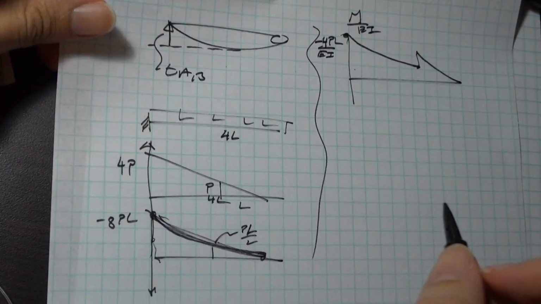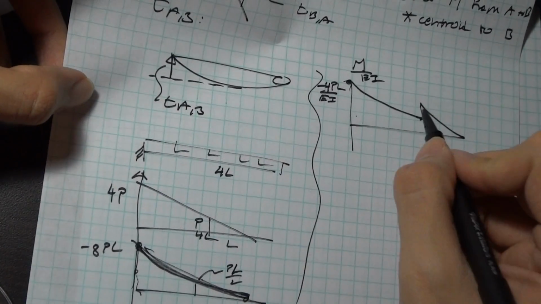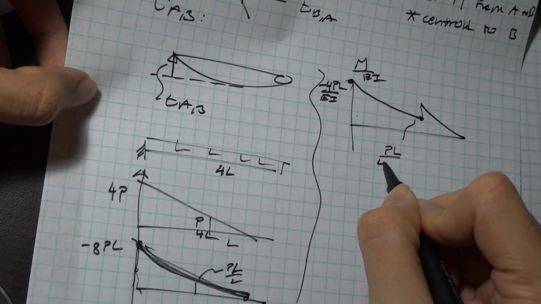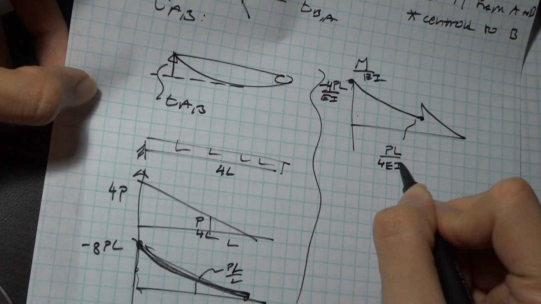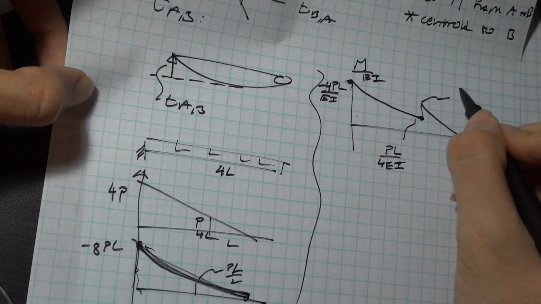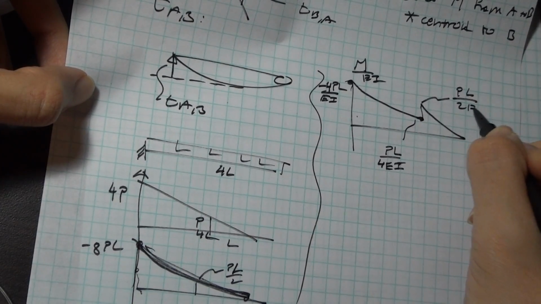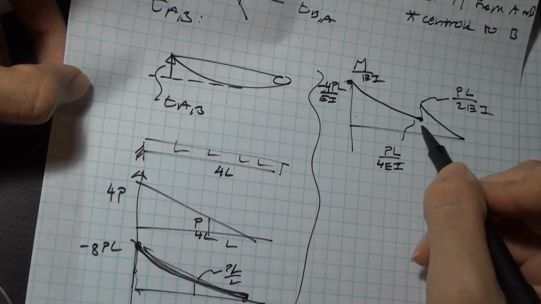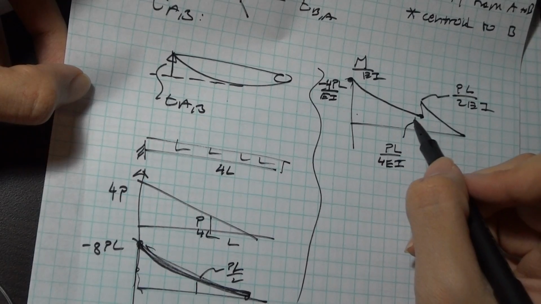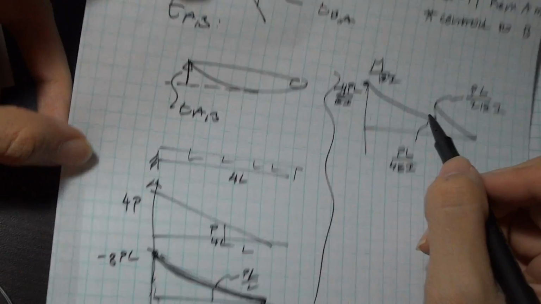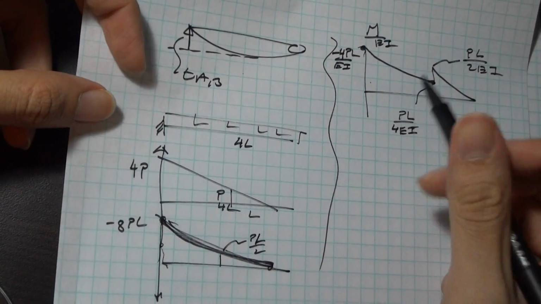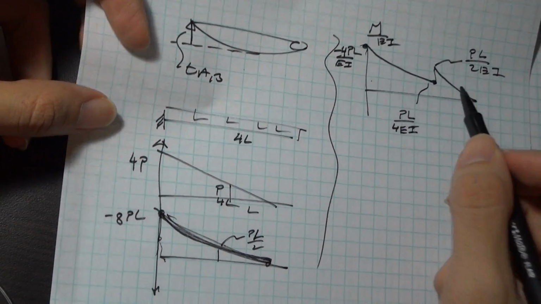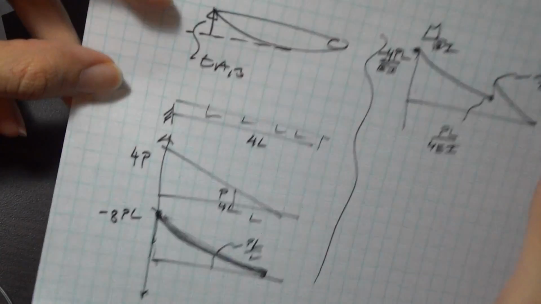PL on 2, I'm dividing that by 2EI here. This is going to be PL on 4EI. And this over here is going to be PL on 2EI. Technically they should have the same value, but on the left side I'm dividing it by 2EI, on the right side I'm dividing it by EI. Therefore I end up with this extra 1/2 term in here. And this is where the jump comes from. And again, this is my M on EI diagram.